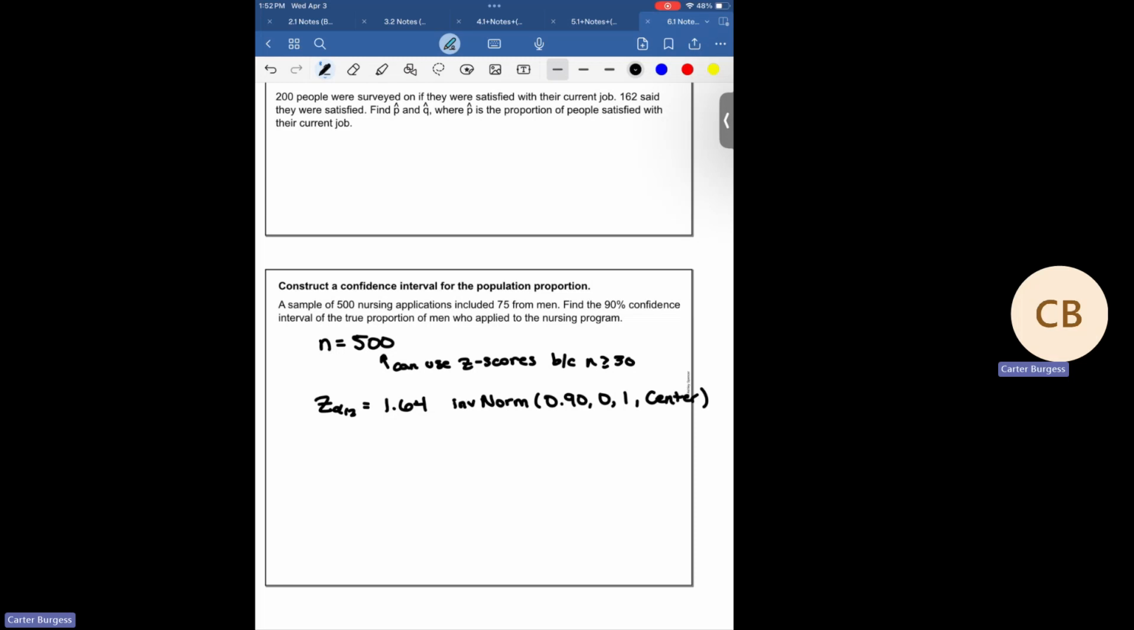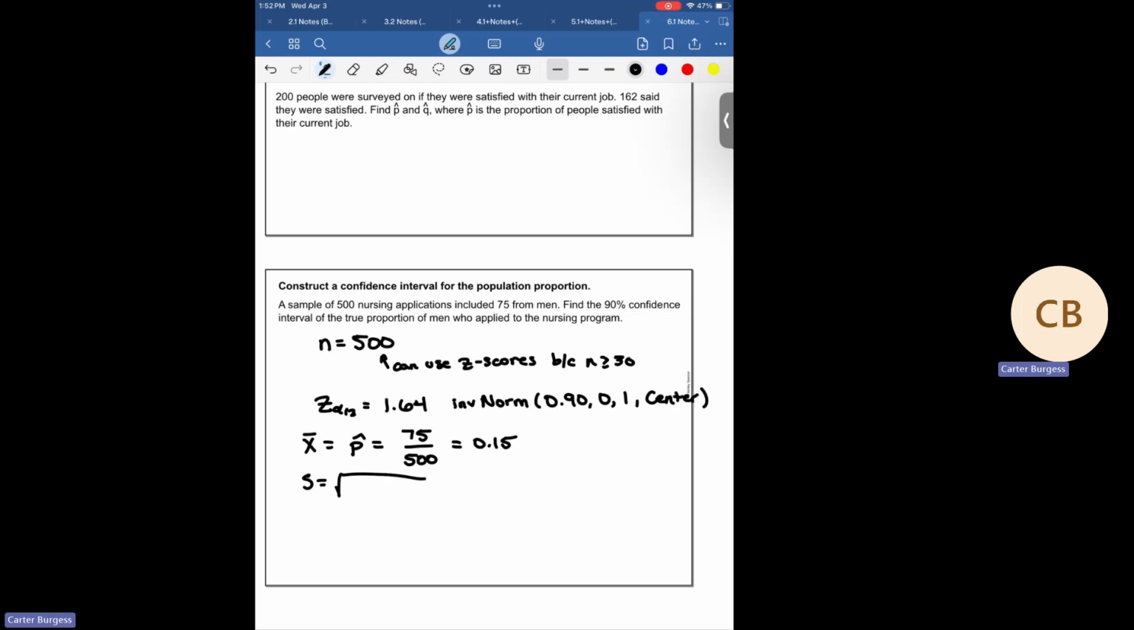Now we just need to figure out what our x bar and our s are, not sigma, because we don't know sigma. So how do I find x bar? What is x bar the same as for these kinds of questions? That's just the same thing as p hat. So what is p hat here going to look like? 75 over 500. Very good. It's about 0.15, about 15%. And then how do I find my standard deviation?